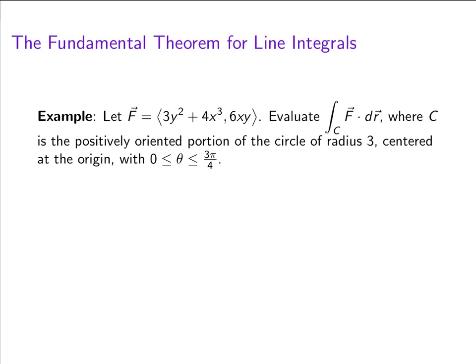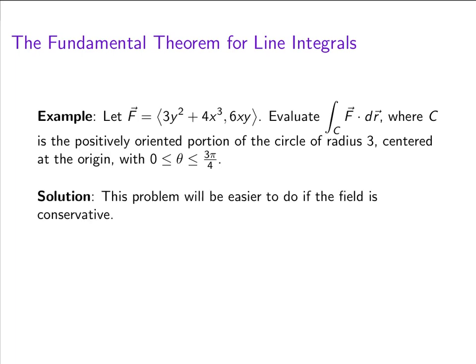And let's say that the angle that we're going to take along this curve will go from 0 to 3 pi over 4. Now this problem is going to be a lot easier to do if the field is conservative. Let's hope that the field is conservative.